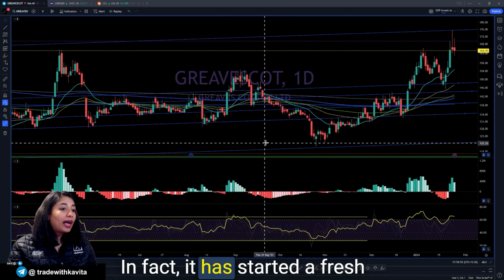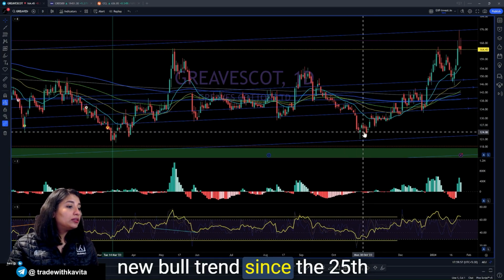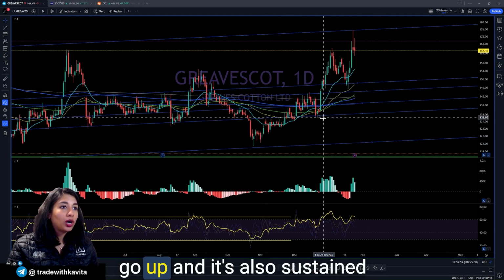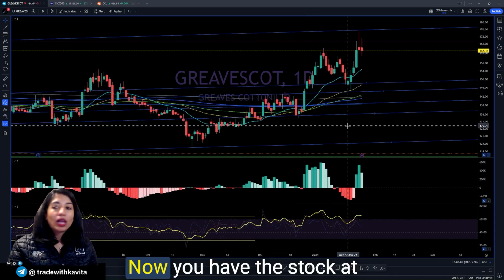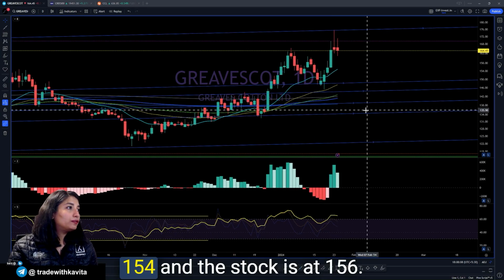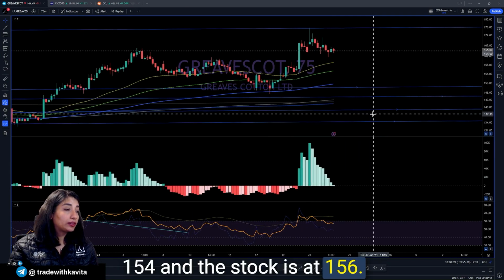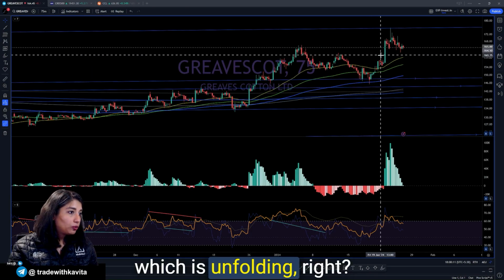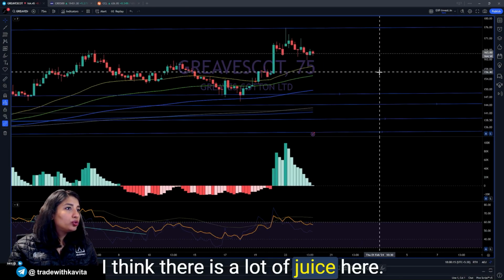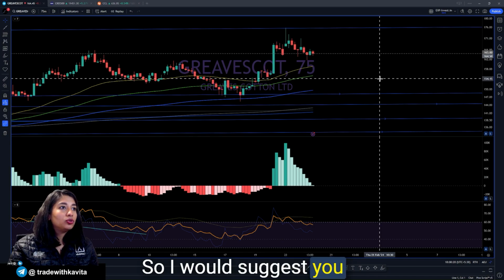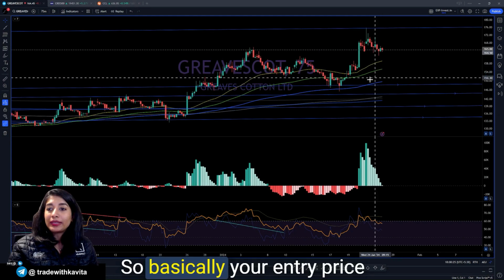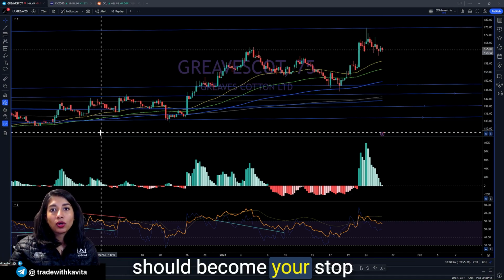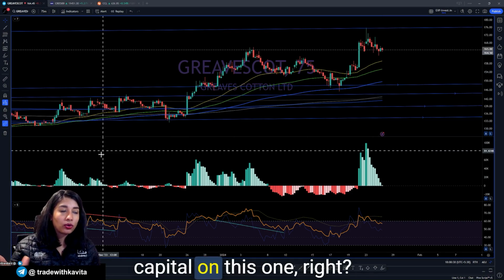In fact, it has started a fresh new bull trend since the 25th October and it started to go up. It's also sustained above the 200 EMA of the daily time frame, which is great. Now the stock is at 156. I think this uptrend which is unfolding has a lot of juice here. So I would suggest you maintain a stop loss right here at the level of 155. Basically your entry price should become your stop loss so that you don't lose capital on this one.